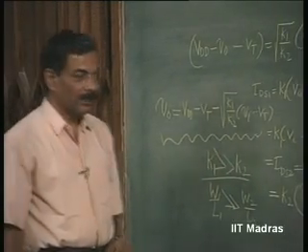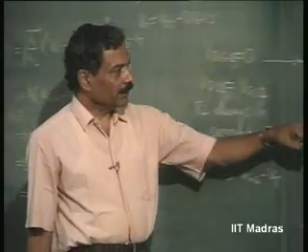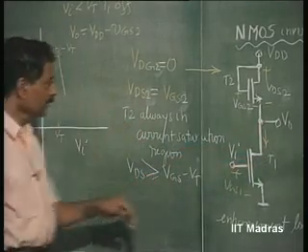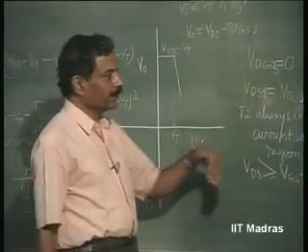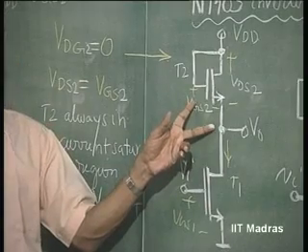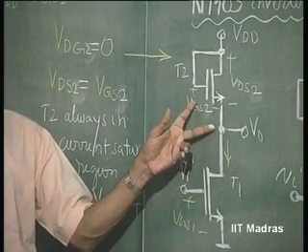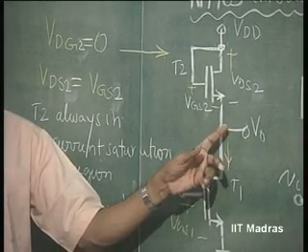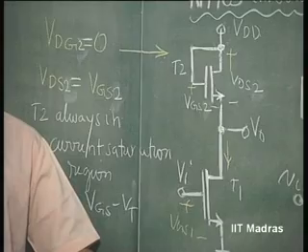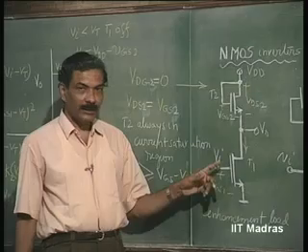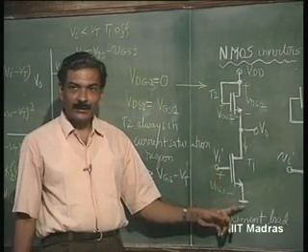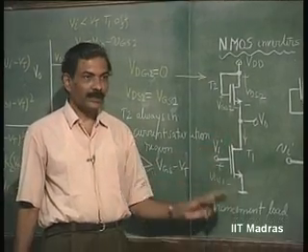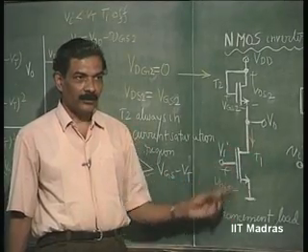Now, let us see how it progresses further, that this voltage will keep on decreasing as you progress. Output voltage will keep on decreasing. VGS2 will keep on increasing for higher and higher currents. A time will reach when this voltage, which is the VDS of this transistor, becomes equal to VGS, that is Vi, minus Vt. That is when this transistor enters the triode region.